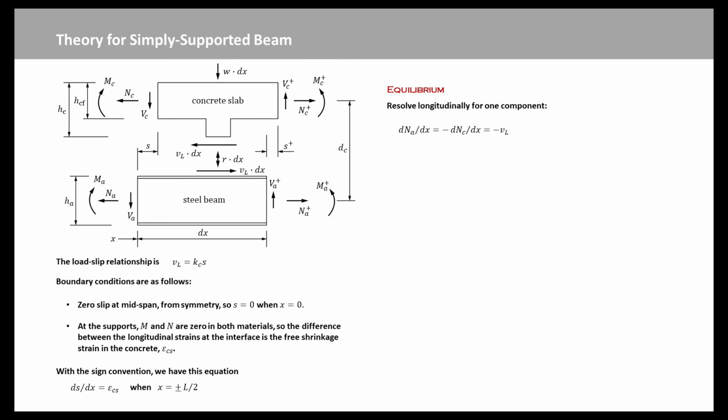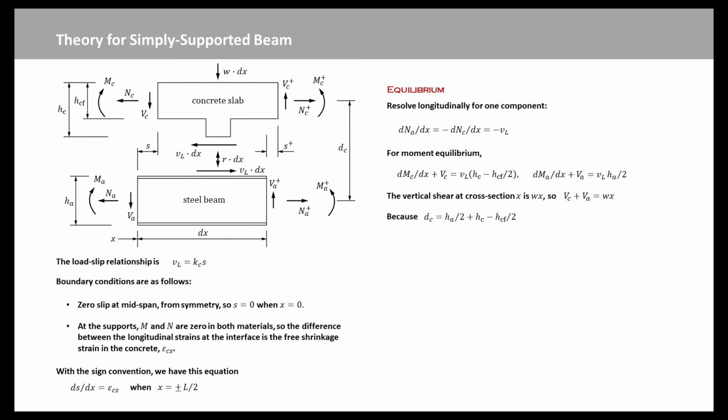Now we see the equilibrium condition. Resolve longitudinally for one component. We have this equation. For moment equilibrium, we obtain these two equations. The vertical shear at cross-section x is W times x, so that we obtain Vc plus Va equals W times x. From this figure, we have this expression. Thus, after the mathematical derivation, we obtain this equilibrium equation.